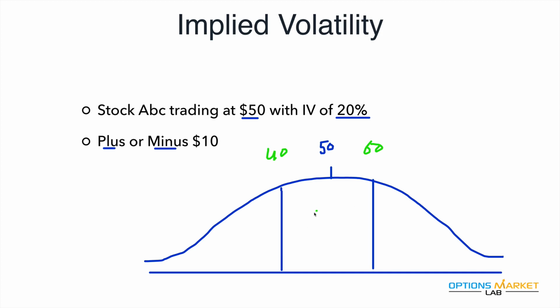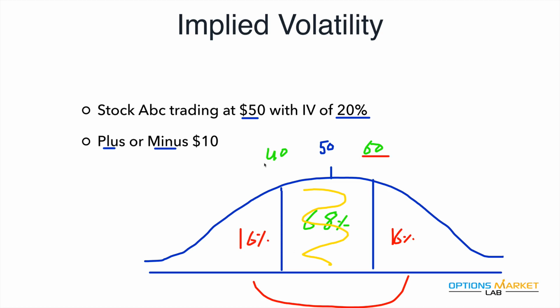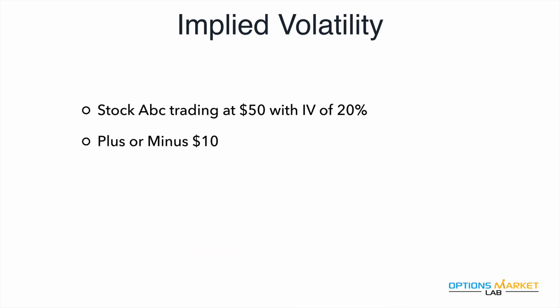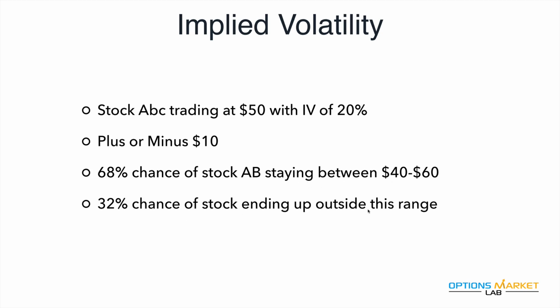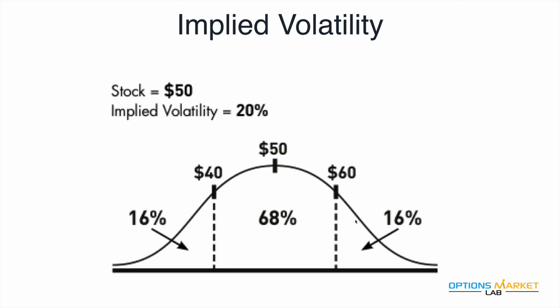So that means there is a 68% chance that this stock, ABC, will stay within this range. And then there is a 32% chance that it will end up outside of this range: a 16% chance of it being above $60 and a 16% chance of it being below $40. So a 68% chance of stock ABC staying between $40 and $60, and a 32% chance of it ending up outside this range. This is how it looks.